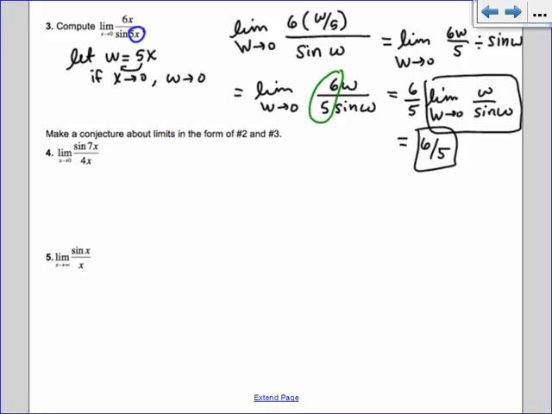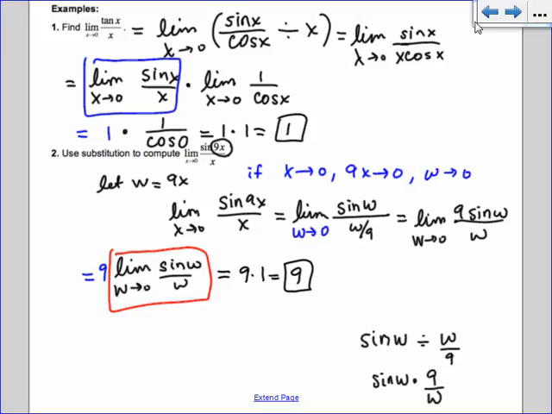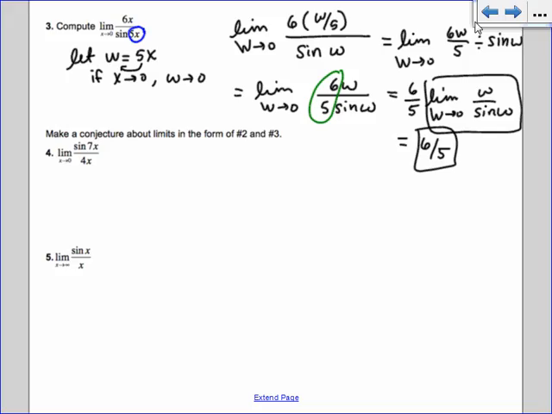Do you guys see a pattern? Number 3 went to 6/5. Number 2, we'll go back, it went to 9 over 1, 9, right? What do you think this next one, number 4, is going to go to? 7 over 4. That's all it is. So when you see something like that, don't do all the work. You know this. You should get it in like 1 second. So these will pop up on the multiple choice all the time.